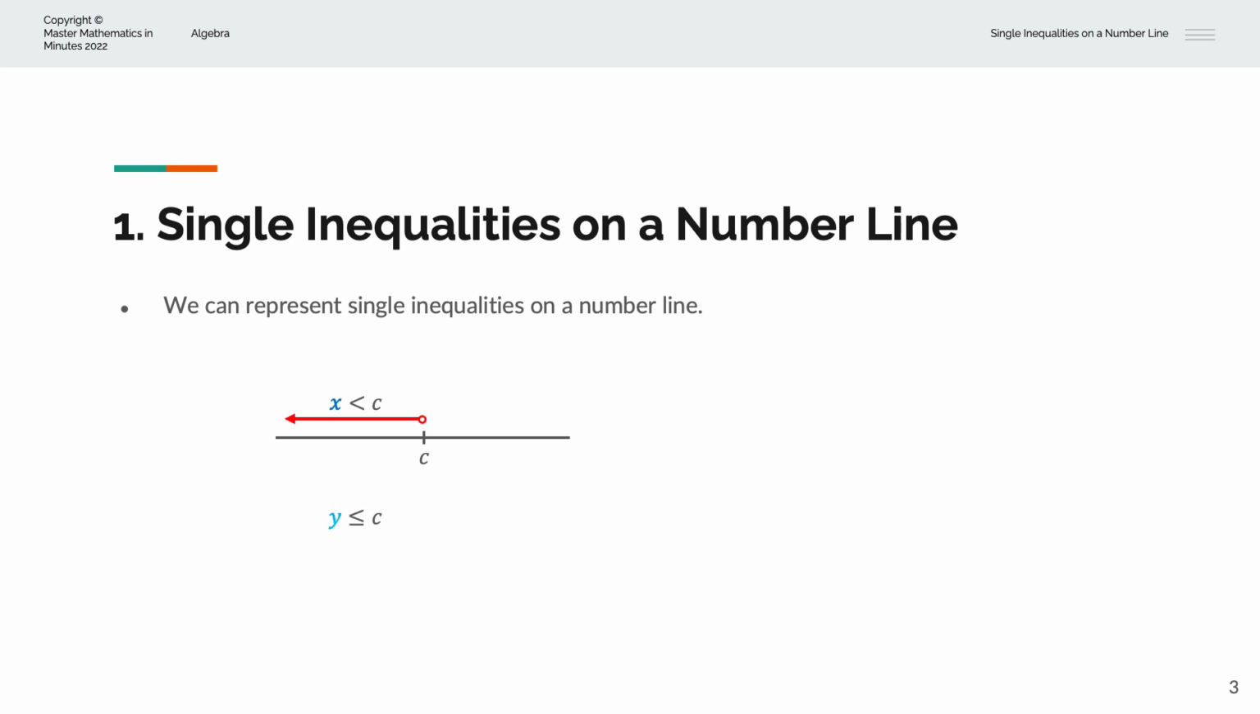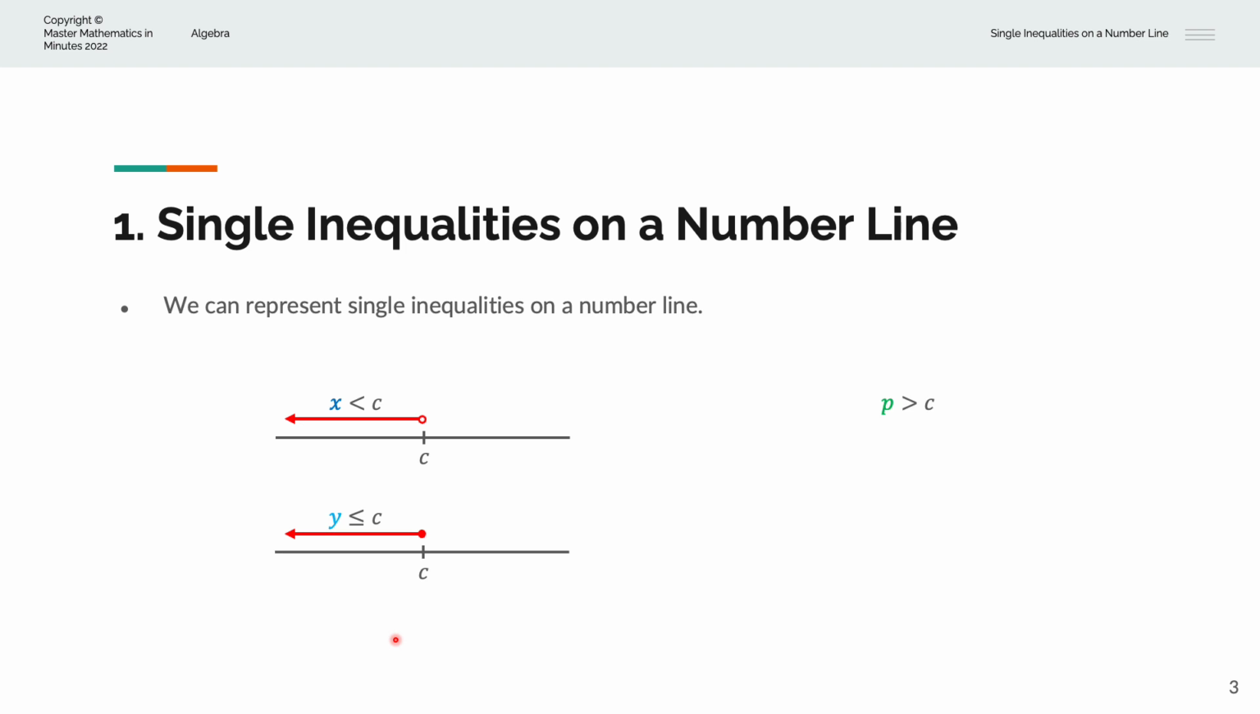Consider a second example, y less than or equal to c. Once again, we can plot a number line and label c, being a constant. Because this inequality is less than or equal to, we have a shaded circle. Whenever you have an inequality with the less than or equal sign, that shaded region represents the equal sign. But if the inequality is strict, it will be an unshaded circle. Because this inequality is less than or equal to c, we have the arrow pointing towards the left.